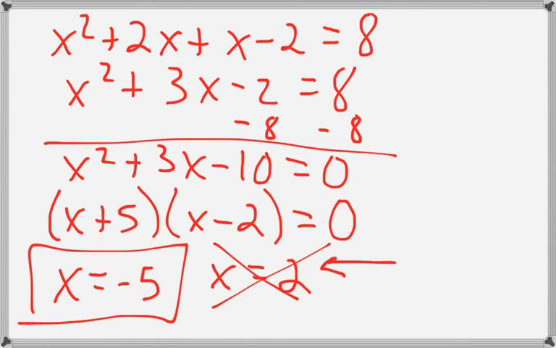This solution that we got that was a solution to the quadratic but is not a solution to our equation is often called extraneous. Extraneous, like extra. We've got an extra solution that's really not a solution to our equation.